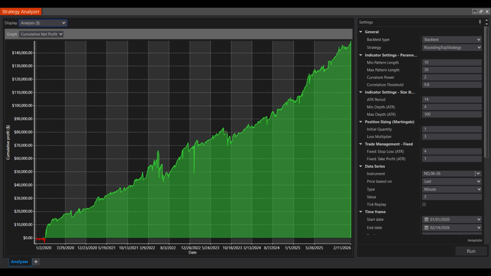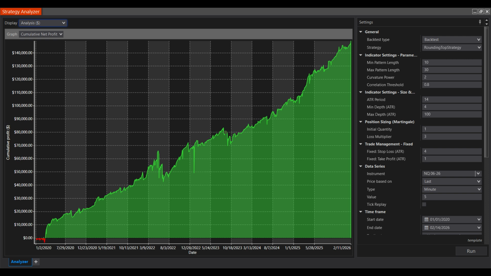Welcome back, everyone. Today we are going to look at something that completely defies conventional market wisdom. What you see on your screen right now is a 6-year equity curve. But here's the catch. This curve was generated entirely by shorting the Nasdaq futures. Think about the macro environment over the last 6 years. The NQ has a massive, undeniable upward bias. Yet this algorithm has managed to extract a beautifully smooth, rising equity curve by exclusively hunting for localized exhaustion points using a mathematically quantified rounding top pattern.